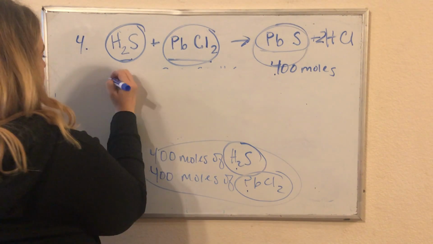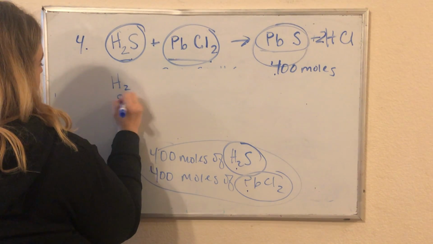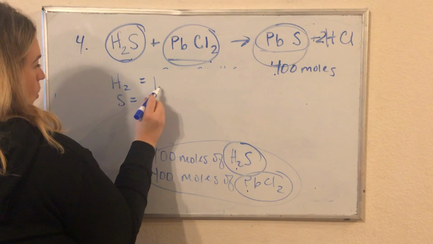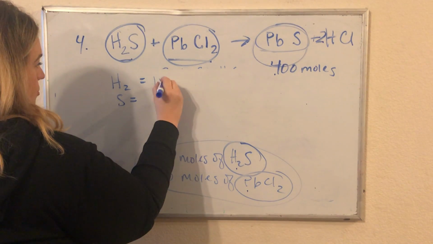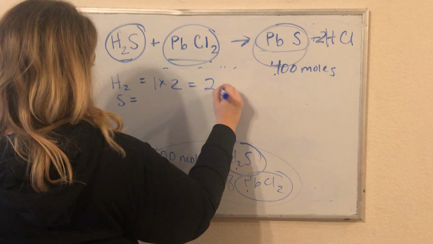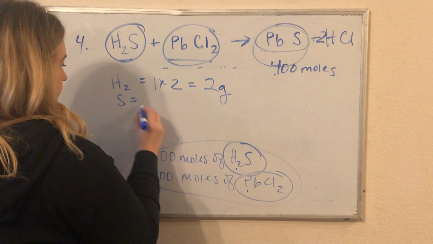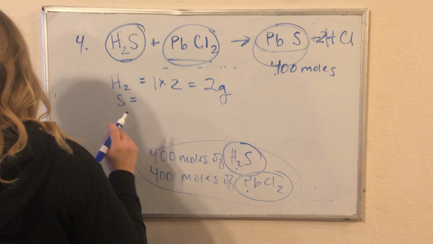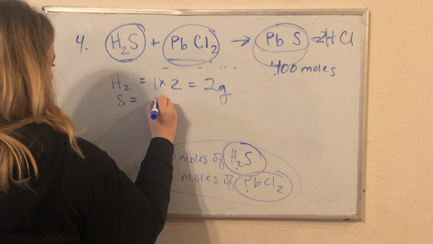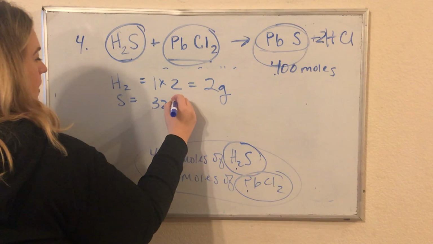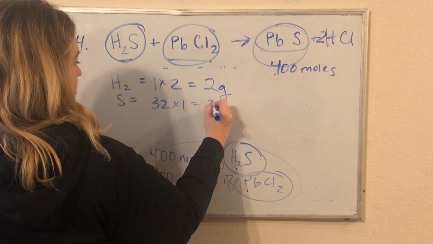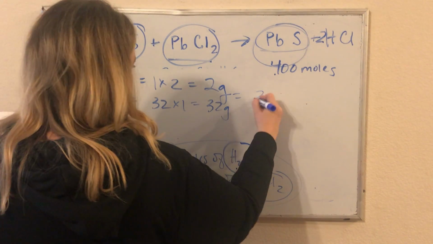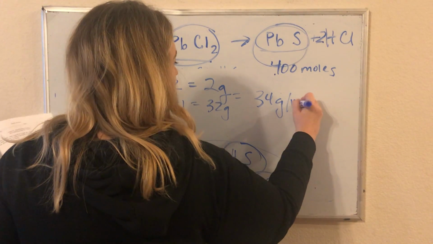So the formula weight for hydrogen sulfide is 1 gram per mole times 2. That's 2 grams per mole of hydrogen. And the sulfide weighs 32 grams. We've only got 1, so it's 32 grams. So the formula weight for hydrogen sulfide is 34 grams per mole.